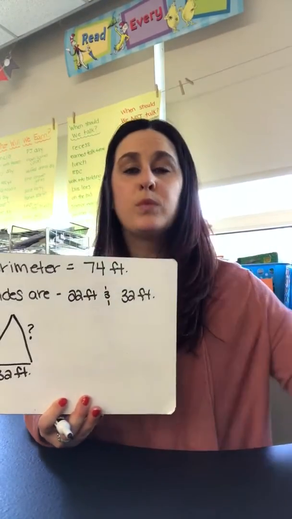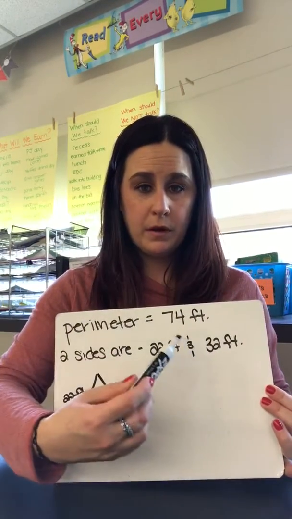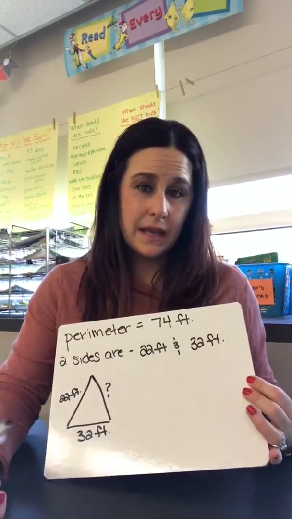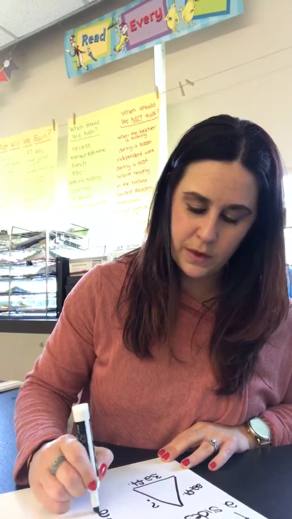Well, we know when we have perimeter, we add up the lengths around the outside. Well, we know the perimeter, we know it's 74, and we have 2 side lengths. So what we could do, we can add up the 2 side lengths first. So that would really be the first step. So I'm going to add up 32 and 22.